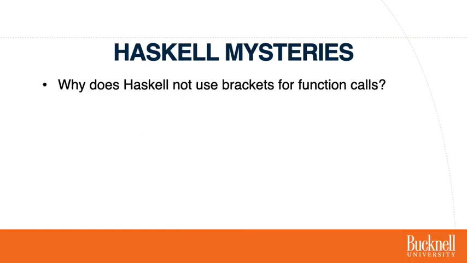There are several things about Haskell that may have struck you as mysterious. Why does Haskell not use brackets for function calls? For example, why would you say foo 6 3 with no brackets rather than foo, 6 and 3 in brackets with a comma separating them, like in most other languages?